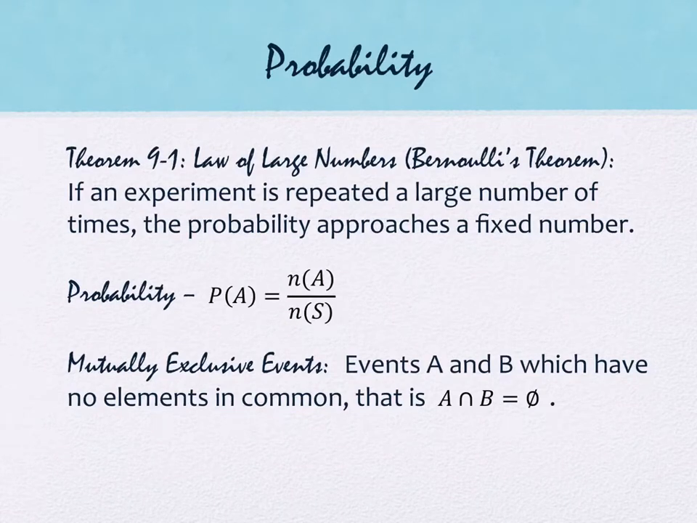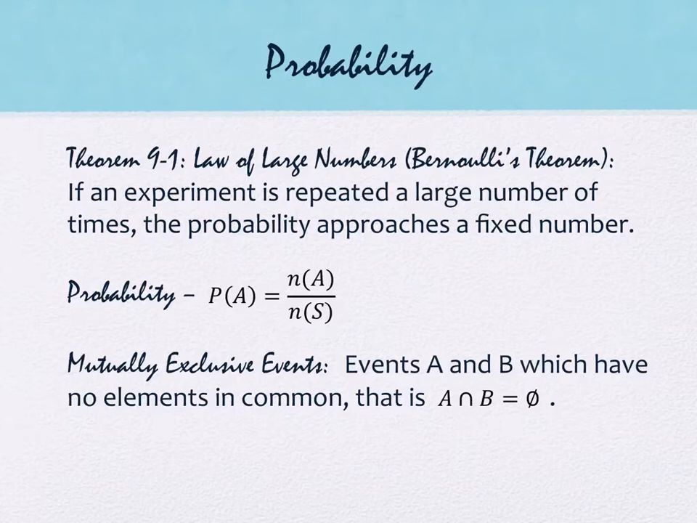The law of large numbers, Bernoulli's theorem. This is the idea that if an experiment is repeated a large number of times, the probability approaches a fixed number. Right, if I flipped the coin a large number of times, I don't mean like 50, I mean maybe 600 or 12,000 or a really large number of times, you would expect about 50% of the outcomes to be heads and 50% to be tails, right? Over time, that's what that would look like.